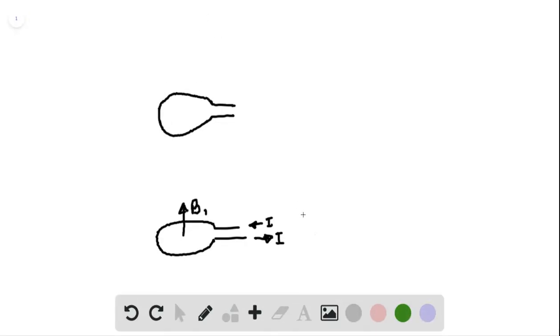Okay, what is happening in this case? The first thing that you understand is in the lower loop, the current is going to flow in this direction. Using the rule, you can figure out that the magnetic field due to the current in the first loop is B1, pointing upward, which is creating all those magnetic flux.